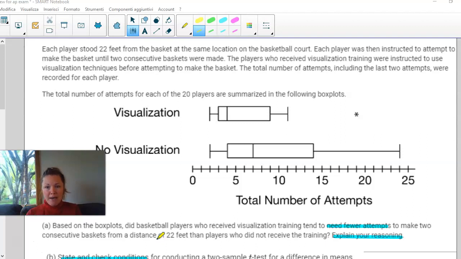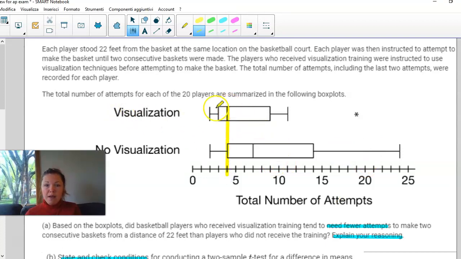They give you a box plot for a reason. They want you to talk about either the minimum, quartile 1, the median, quartile 3, the maximum, okay? They are wondering now, based on the box plot, did players who received visualization training need fewer attempts? And it looks like they did. They needed fewer attempts, disregarding this outlier, but overall fewer attempts to make 2 consecutive baskets. Now, what would you state? I personally would talk about the medians.